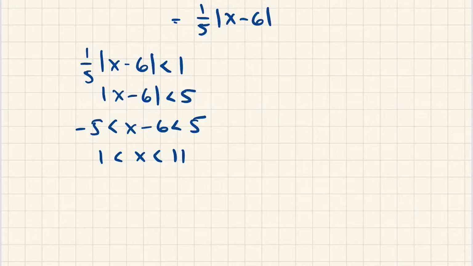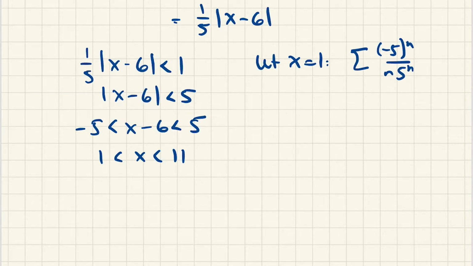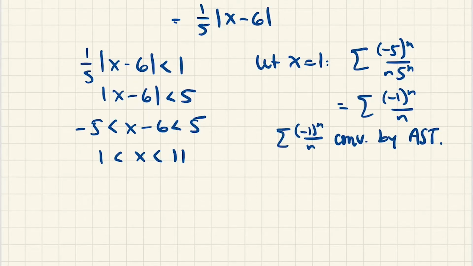Okay, so our IOC is basically going to be the interval from 1 to 11. We just need to see which endpoint, if any, are included. So let's quickly let x equal 1. We'll let x equal 11 as well. So when x is equal to 1, our series is 1 minus 6, which is negative 5 to the n, over n times 5 to the n. And this is negative 1 to the n over n. And of course we know this is a conditionally convergent series, so this series converges by the alternating series test, so 1 is included.